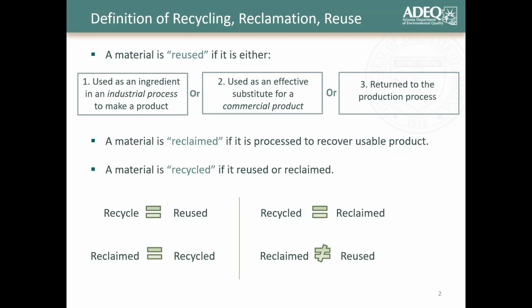A material is used or reused if it is either employed as an ingredient in an industrial process to make a product, or if it is used as an effective substitute for a commercial product, or if the material is returned to the production process without reclamation. A material is reclaimed, however, if it is processed to recover a usable product or if it is regenerated. An example would be the distillation and regeneration of spent solvents.